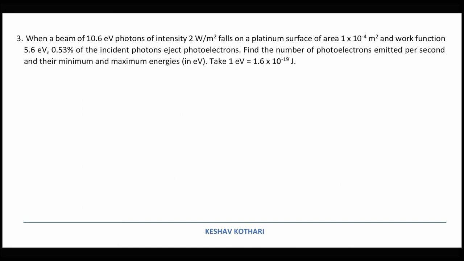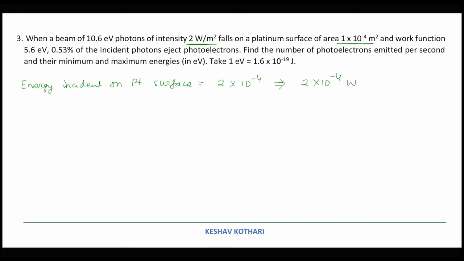So the first thing that we will be calculating over here is the energy incident on platinum surface. This can be calculated as the intensity, that is 2 watt per meter square, into area, which is equal to 2 into 10 to the power minus 4 meter square. So this is the area which we are using and this is the value of intensity. So we get 2 into 10 to the power minus 4 watt. So this is the value of energy incident on platinum surface per second.